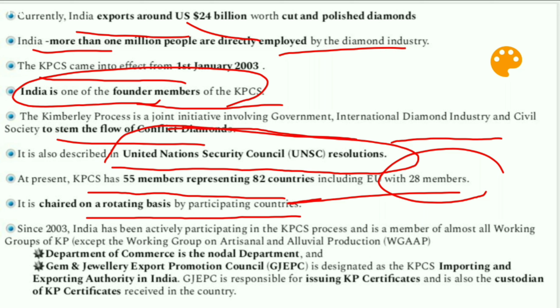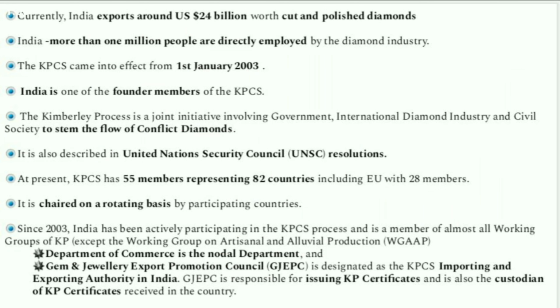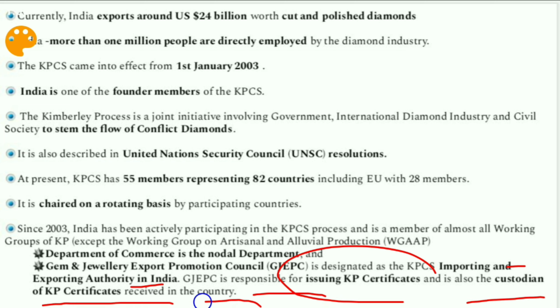Since 2003, India has been actively participating in the KPCS process and is a member of almost all working groups of KP except the working group on artisanal and alluvial production, that is WGAAP. The Department of Commerce is the nodal department. The Gem and Jewelry Export Promotion Council, that is GJEPC, is designated as the KPCS importing and exporting authority in India. GJEPC is responsible for issuing KP certificates and is also the custodian of KP certificates received by the country.